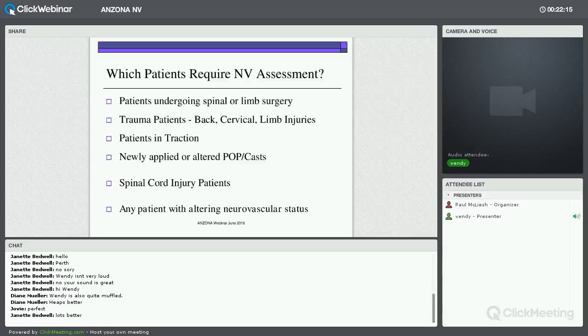Patients with spinal cord injuries, and any patient for any reason that is suggestive of altering neurovascular status, we want to keep an eye on.